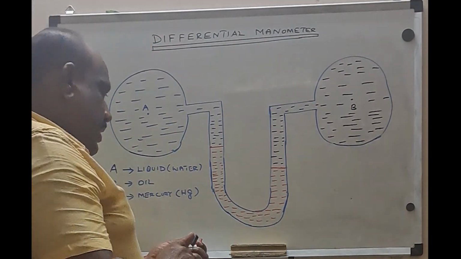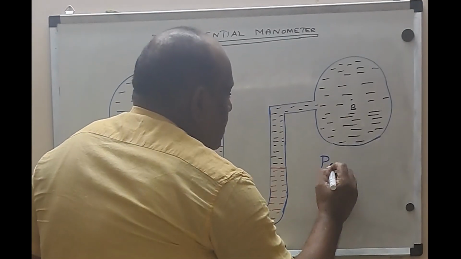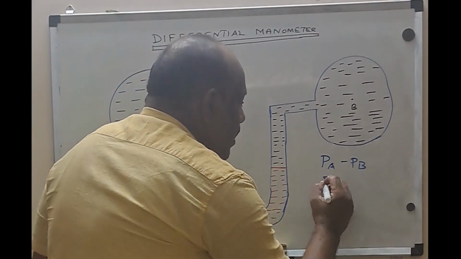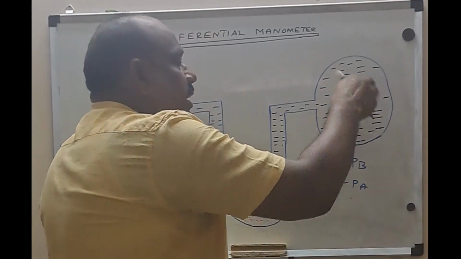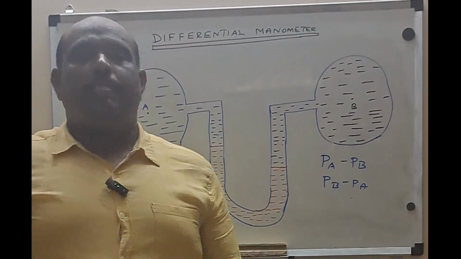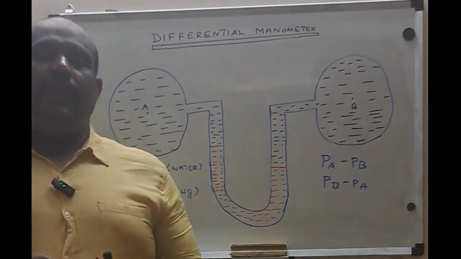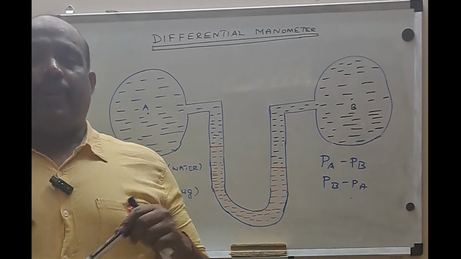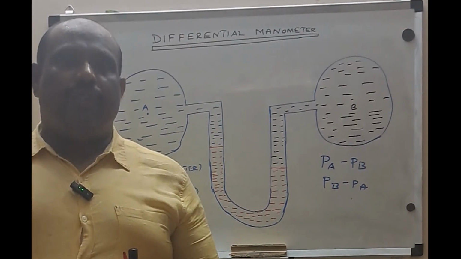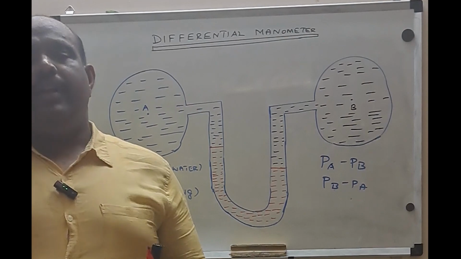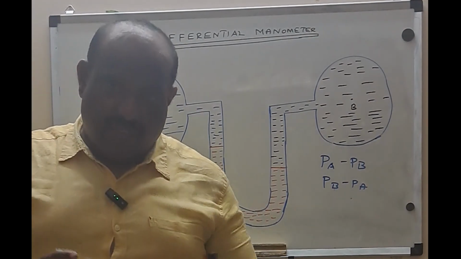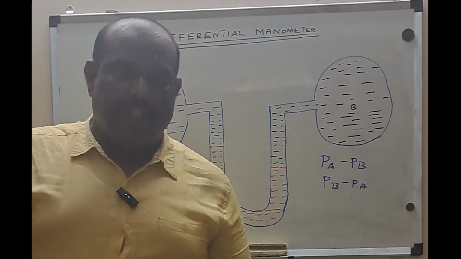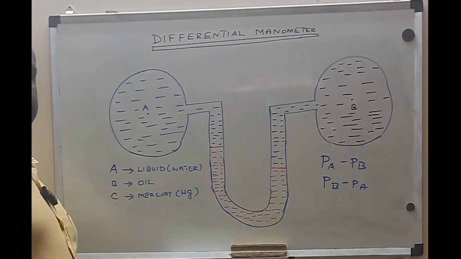It can be either PA minus PB when PA is greater than PB, or it can be PB minus PA when the pressure exerted by B is more than the pressure exerted by A. So now we are going to find the differential pressure, that is the difference between the pressures of two different fluids, or it can also be the same fluid but at two different pressures. Okay, so that is our idea.